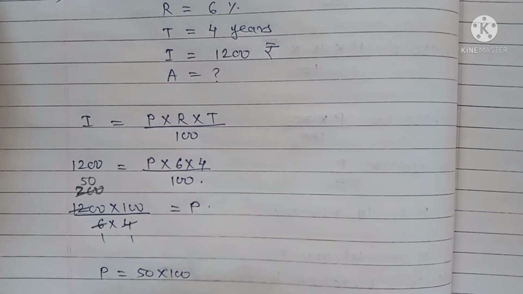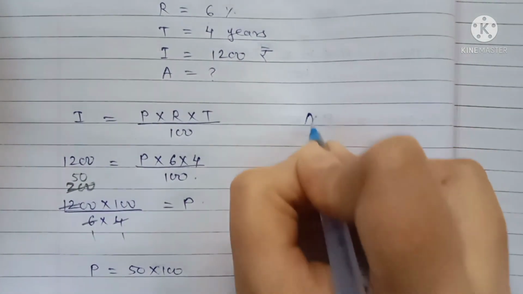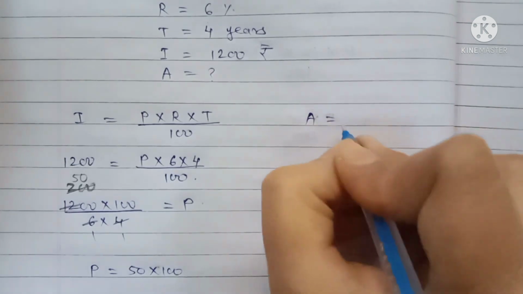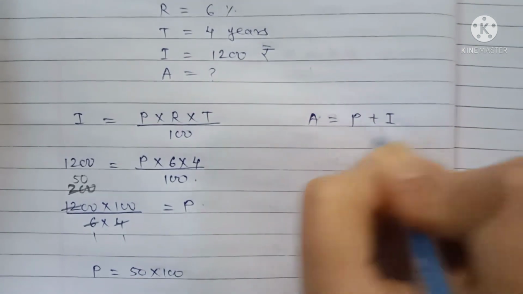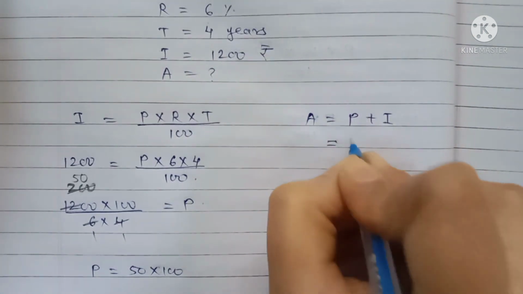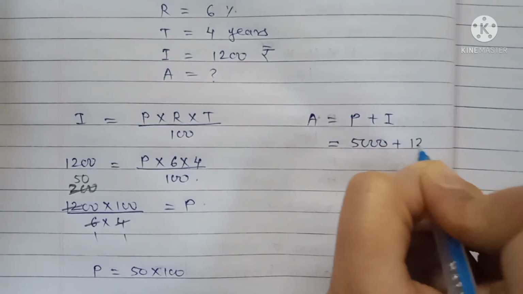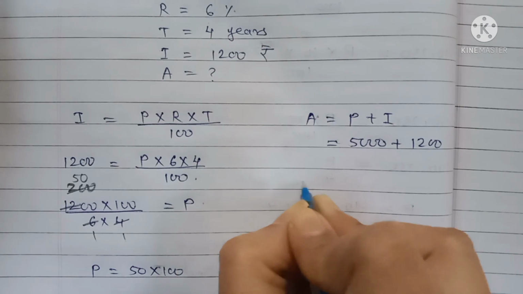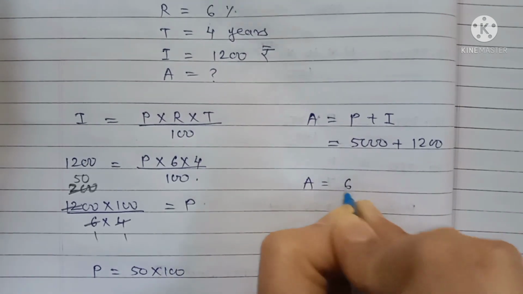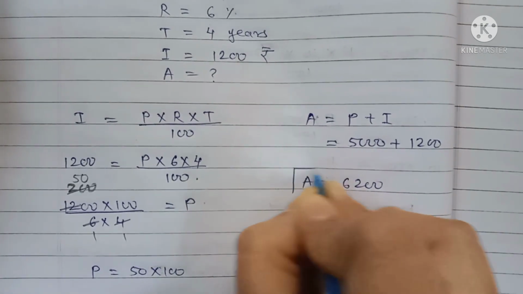Similarly, find the value of A. A is equal to P plus I. P is 5000 plus I is given 1200, and their addition is 6200 rupees.